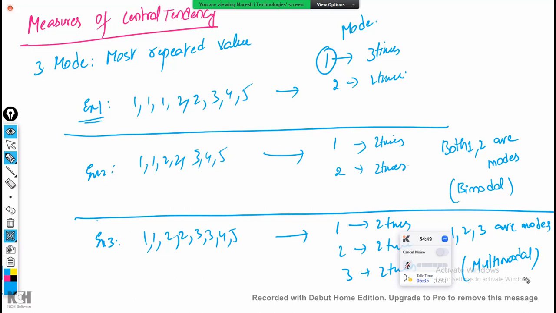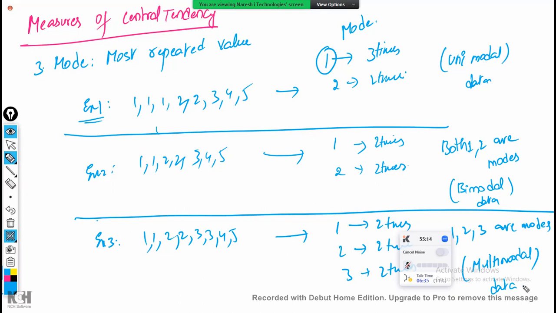A data set can have how many modes? 1 to infinite. Anything can be there. An infinite number of modes is possible. Now this is called unimodal. Uni means only one mode is there in the given data. Unimodal data, bimodal data, multimodal data.